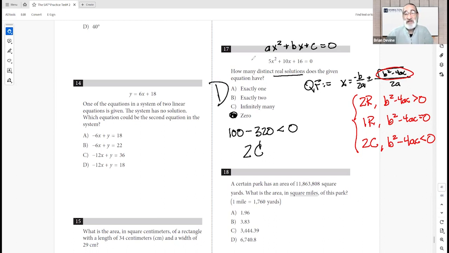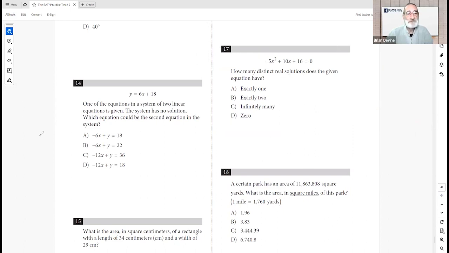Or I get a calculator, I could have graphed the thing, and I would have seen that it is floating up above the x-axis and thus would not touch the x-axis, has no real solutions. So either way, you're good to go.